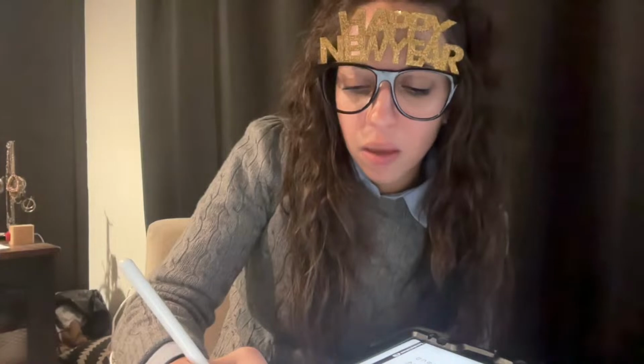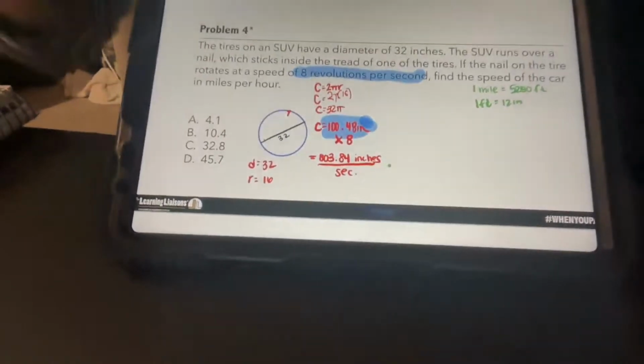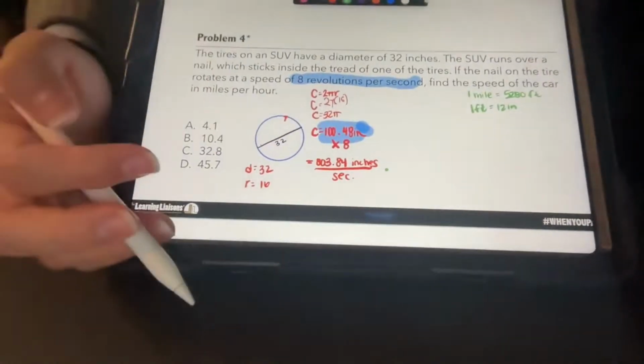So I need to go inches to feet to miles. Off to the side, I'm just going to write that 1 mile equals 5,280 feet. I have to look that up every single time. And 1 foot equals 12 inches. Okay. So I need a pathway. So I'm going from inches to miles.